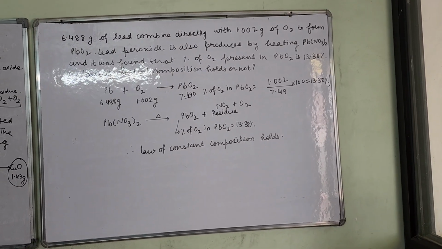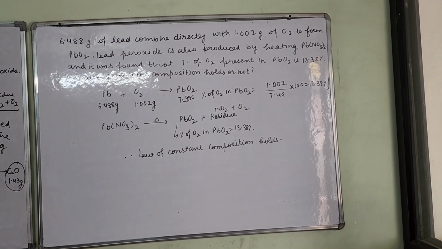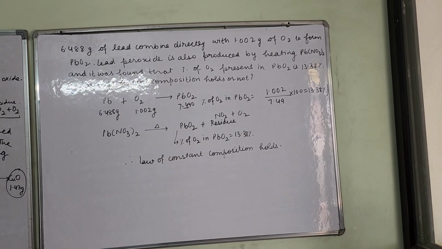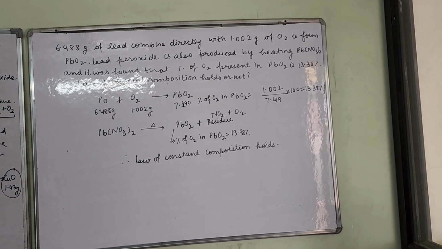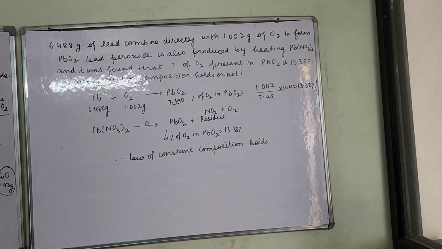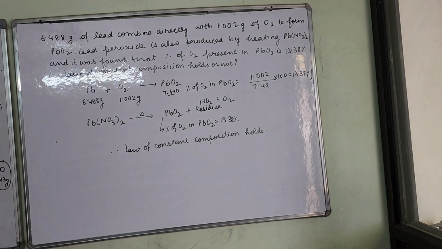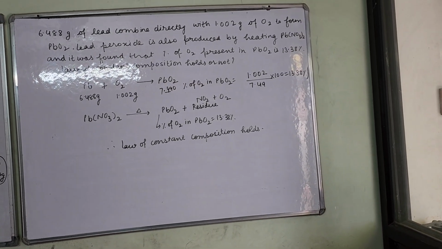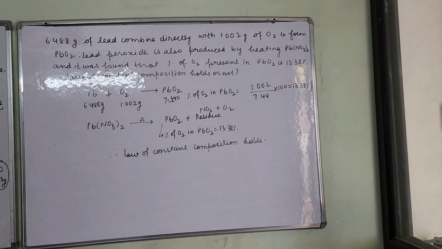Now we have to calculate the percentage of one component in lead peroxide. So I opt for oxygen here. Percentage of oxygen in lead peroxide is 1.002 by 7.49 multiplied by 100, and the percentage is 13.38%.